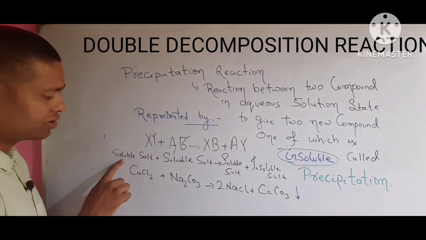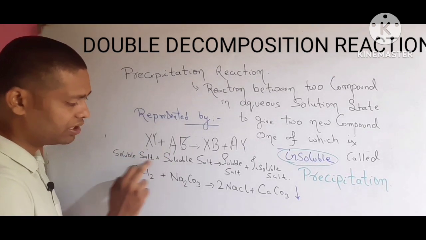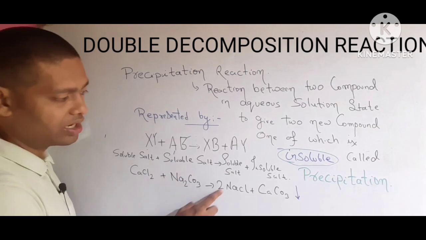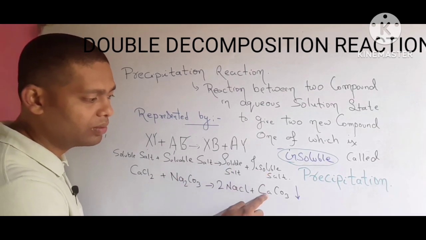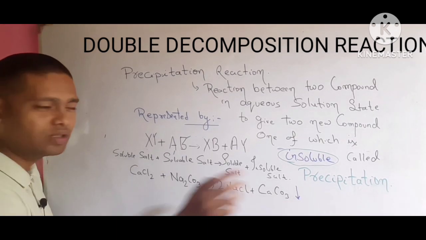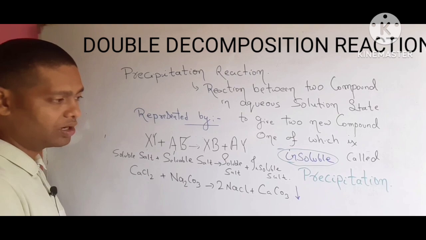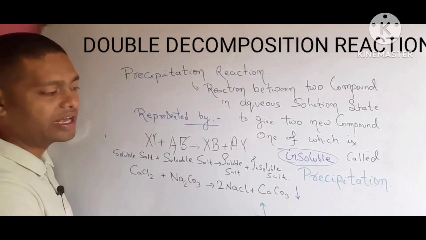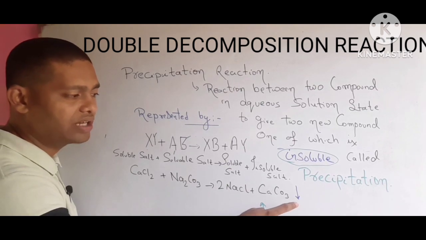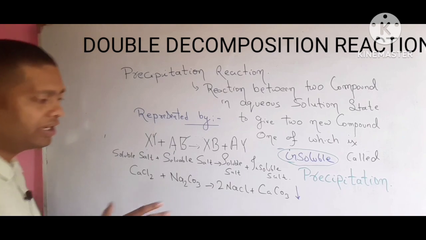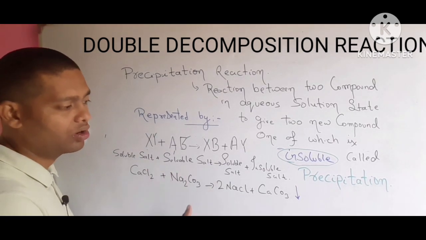Okay, we'll see. This is the first one. On the left hand side two things are there: soluble salt plus soluble salt, the reactant side. Now in the product side we get a soluble salt and an insoluble salt. A down arrow is there. The down arrow represents a salt which is insoluble. If the arrow is at the top side, like this, it's a gas. If the arrow is like this, it's a precipitate. So if in any reaction we get any insoluble salt, that is known as precipitation reaction.